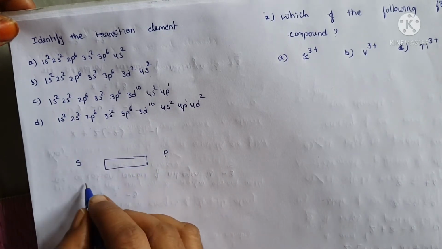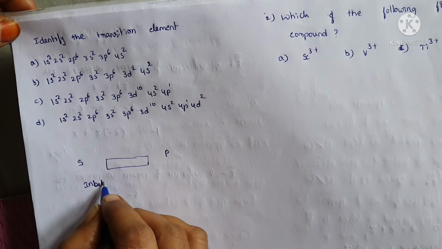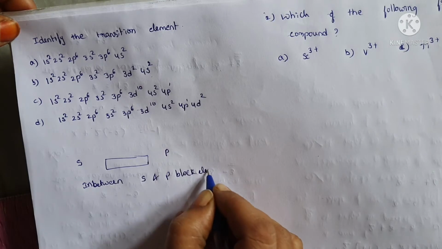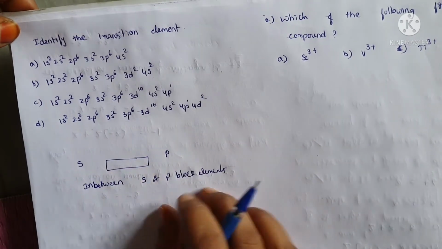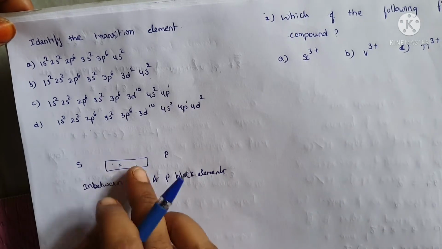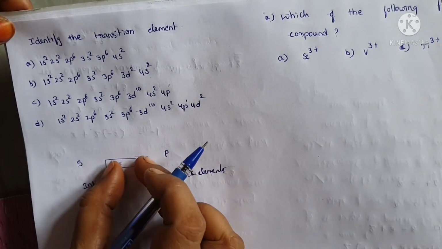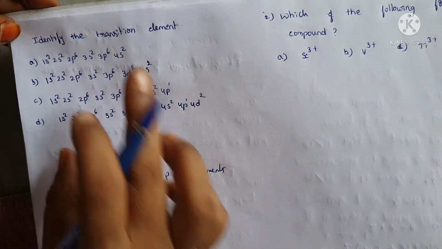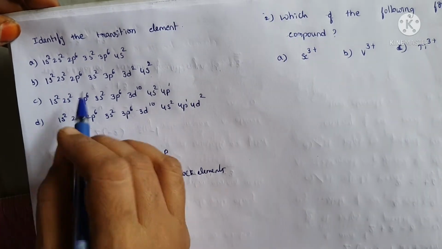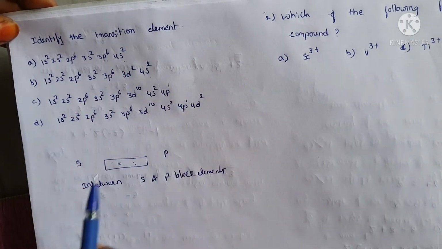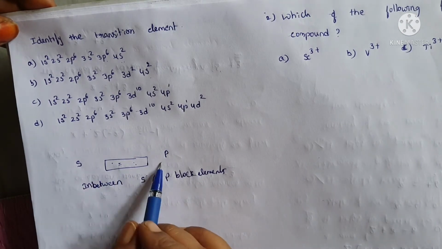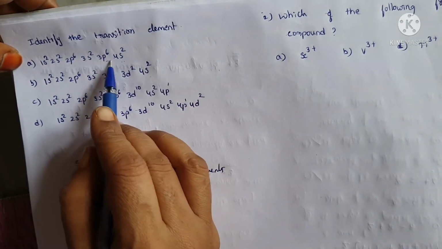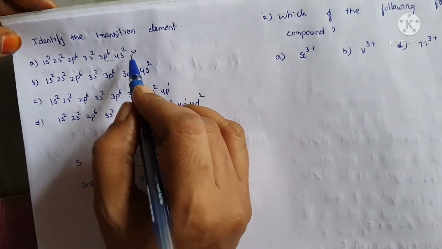In between S and P block elements, because these elements in between S and P are possessing the properties of S block and P block elements. That's why those are called transition elements. So these are not the transition elements. The transition elements which are in between these S and P block elements are entering into the d orbital. So here there is no d orbital, so option A is not correct.